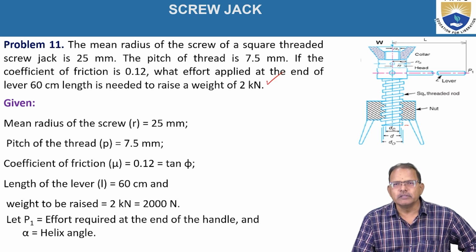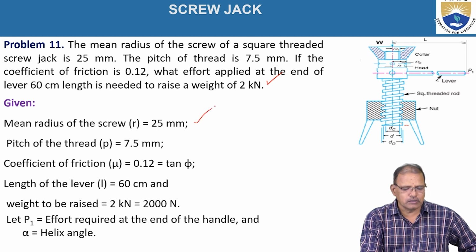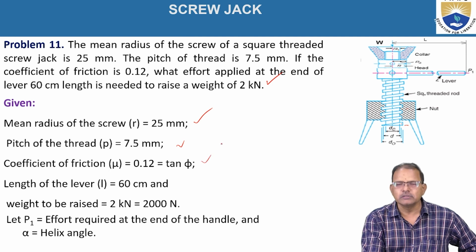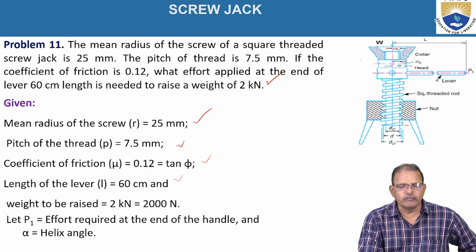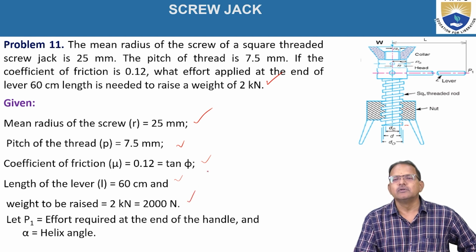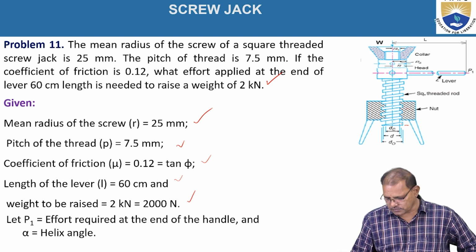The given data in the problem: mean radius of the screw is 25 mm, pitch of the thread is 7.5 mm, coefficient of friction is 0.12, generally represented as tan phi. Length of the lever is 60 centimeters. The weight to be raised, W, is 2 kilonewtons, which is equal to 2000 newtons. Let P1 represent the effort applied at the end of the lever, and alpha is the helix angle.